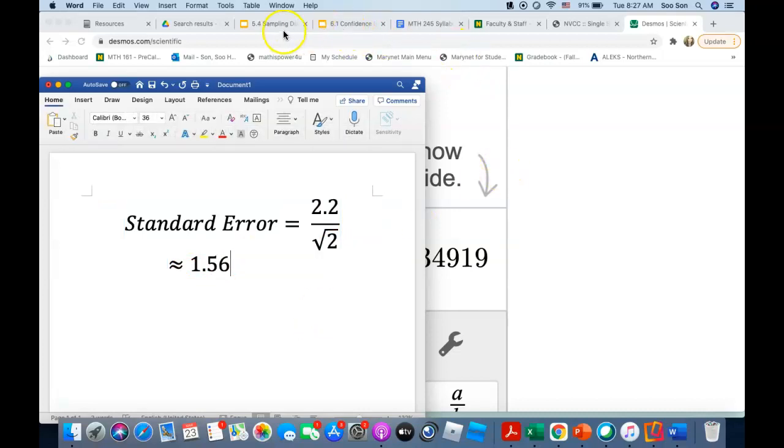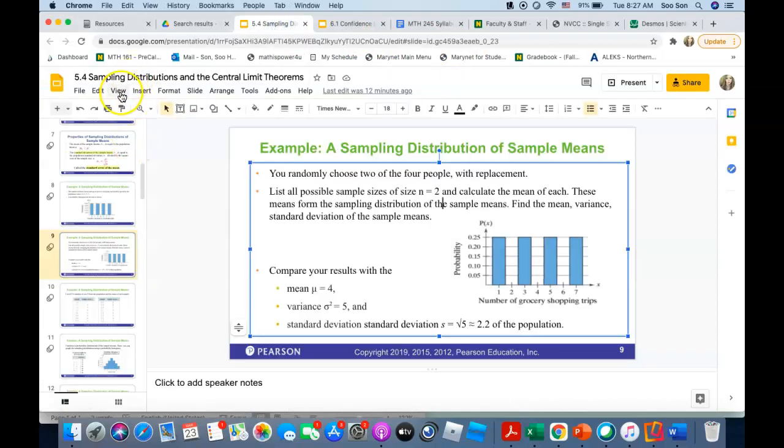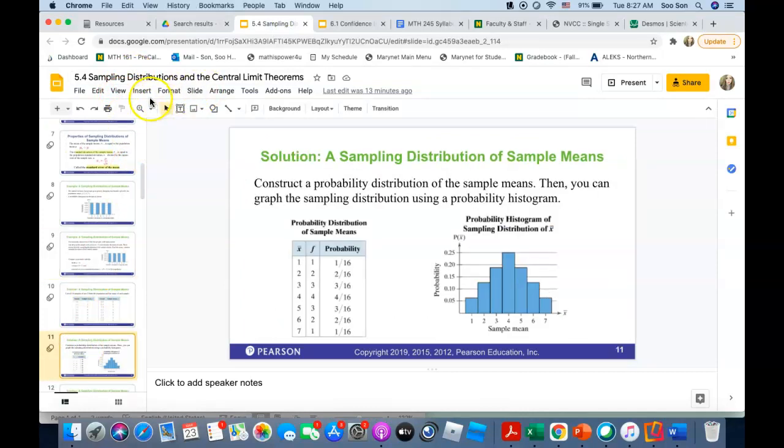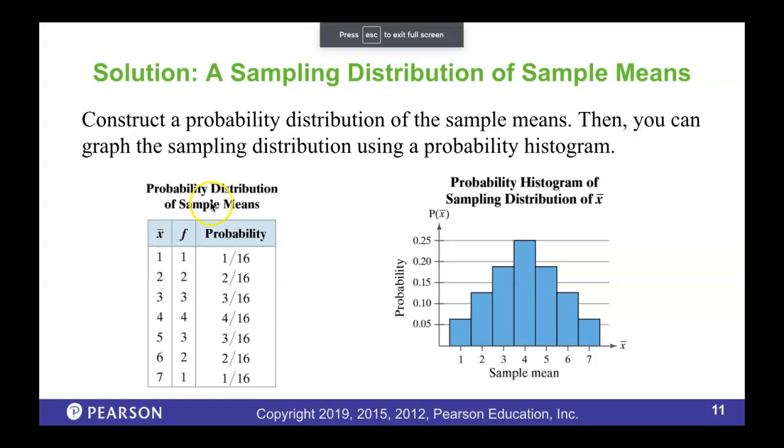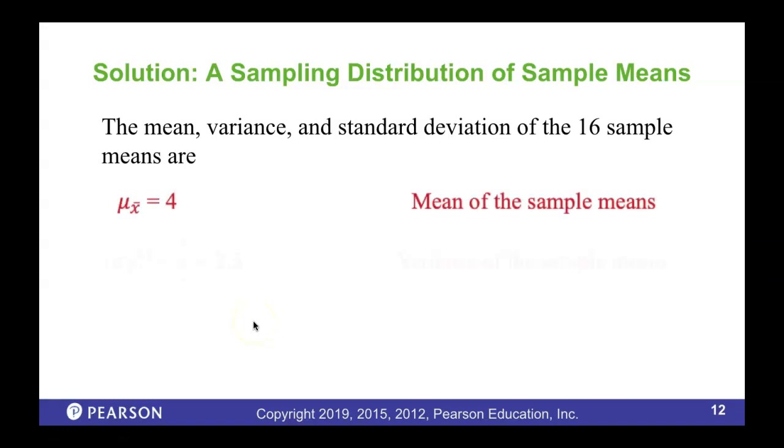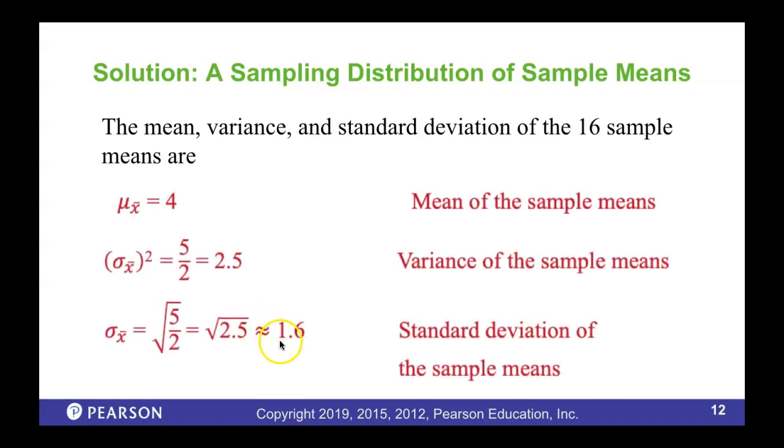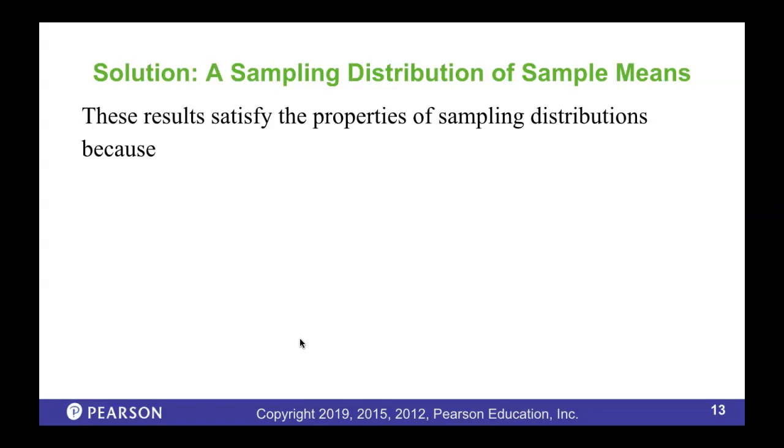So let me go back and check the slide again to see if they got the matching answer. 1.56 is my answer, and I used the formula. What they did was they probably found the variance and standard deviation using this data, but it should be the same. They have 1.6 and I did 1.56, so it's just a rounding difference. They were the same thing. And I think slide number 13 is going to use the formula that I just did.